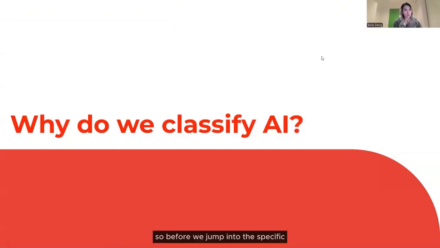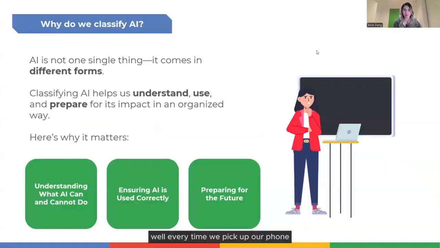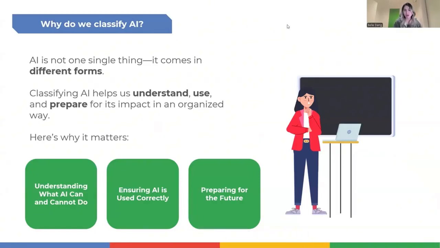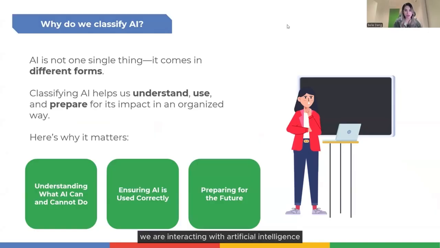So before we jump into the specifics, let's address a fundamental question. Why do we classify AI in the first place? Well, every time we pick up our phone, scroll through social media, or even ask our smart speakers to play our favorite song, we are interacting with artificial intelligence. AI is no longer a sci-fi fantasy, it's a personal assistant of today, an entertainment curator, and even a creative brainstorming partner. AI is not one single thing, it comes in different forms.